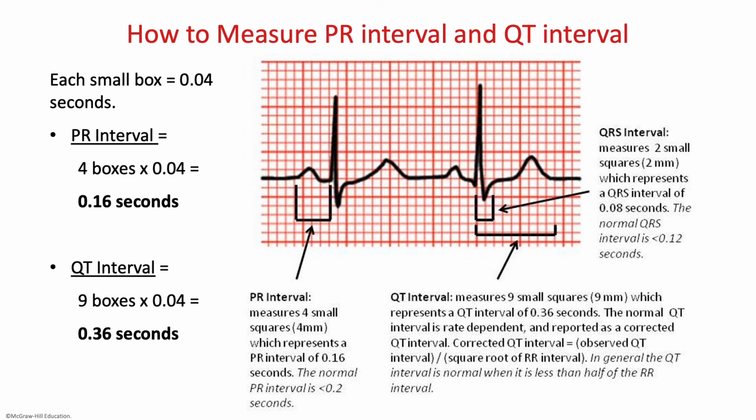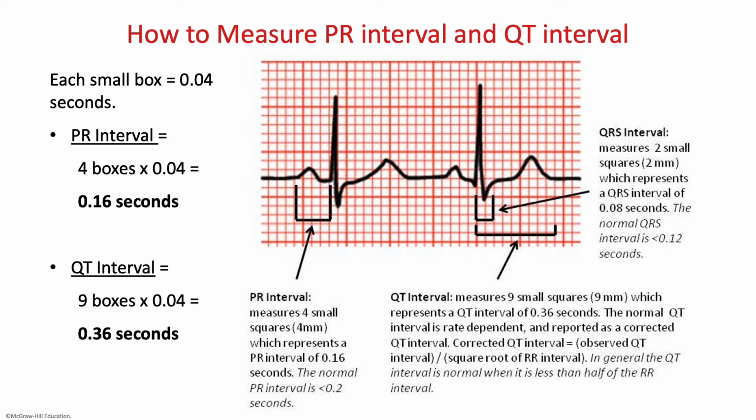In your worksheet that you'll have to submit, they ask you to measure the PR interval and the QT interval. This is really simple to do. You first need to know that each box in an ECG graph represents 0.04 seconds. So you will count the boxes between the beginning of the P wave and the beginning, or wherever that upswing of the R is in the QRS complex. That's the PR interval.